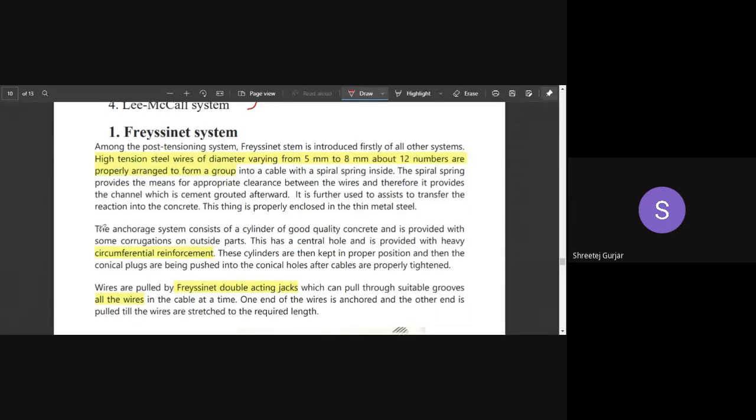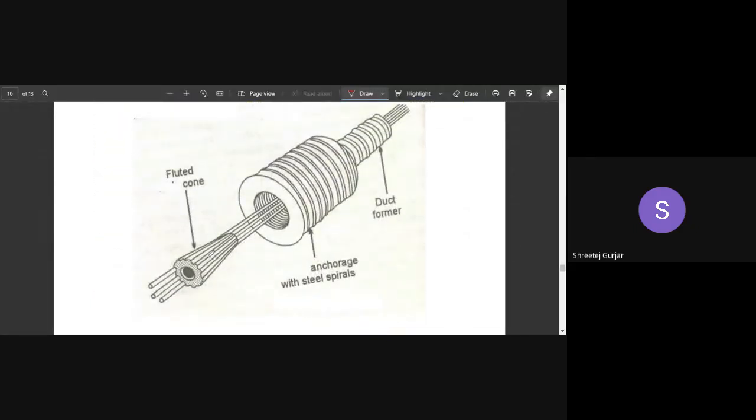If you just look at this image, you will understand. This is called the fluted cone, and you can see there are grooves provided on this cone which will hold your steel wires or your strands. So this is your anchorage with the steel spirals. These anchorages are wrapped around circumferentially by steel spirals, by steel wires. They are wrapped around circumferentially in a spiral. And this is your duct former, the duct which is held by your anchorage at the end.